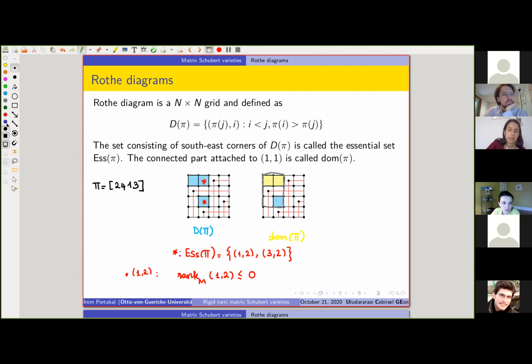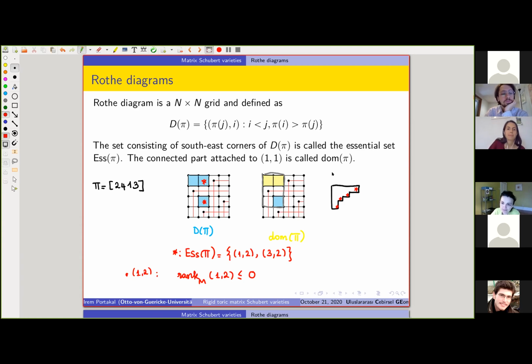It's going to look like you have the screw diagram, and you will have a bunch of essential sets, right? For example, this corner, this corner, this corner, this corner, the most southeast ones.